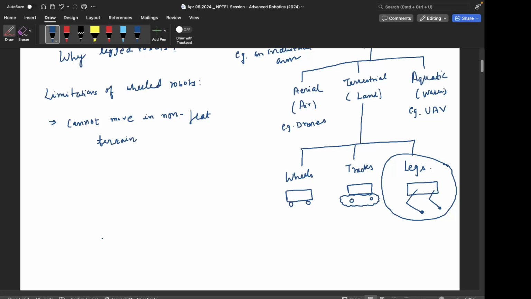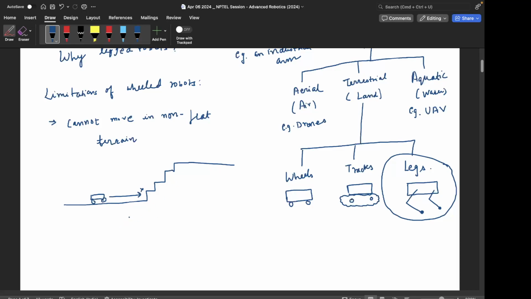So let's say if suddenly there is a stair or step, right, and so this kind of a terrain, then a wheeled robot in itself cannot navigate this, right? It will get stuck here.